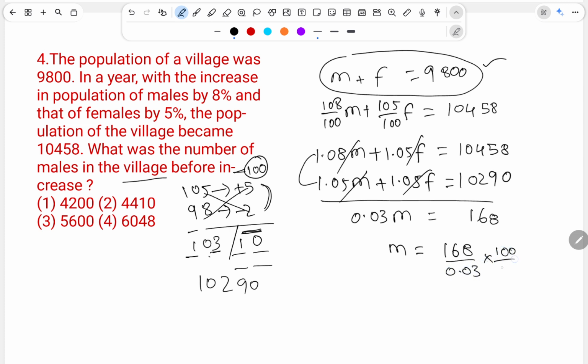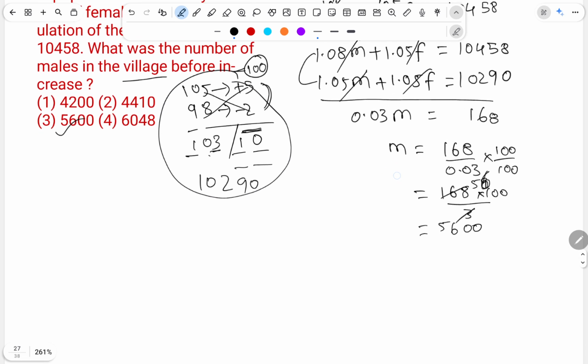Multiply by 100 by 100. So 168 into 100 by 3. 3 ones, 3 5s, 3 9s. 5,000 must 6 times. 3 5s, 3 6s. 5,600. Hope you understood this. Only this multiplication part you have taken time. Okay.